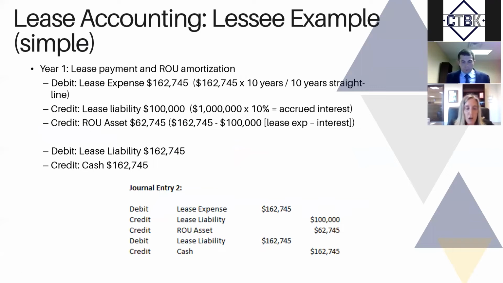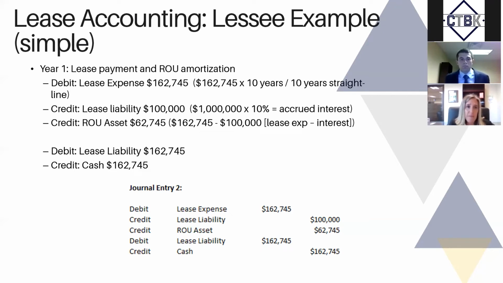So to go over what the journal entries would look like in recording at that first end of year, as I mentioned, the lease expense, which would be straight lined, in my simple example is the $162,745 times 10 years divided by 10 years, would just be the $162,745. Again, in lease webinar 2, I'll show you what a variable payment looks like. Those would still have to be a straight line expense.